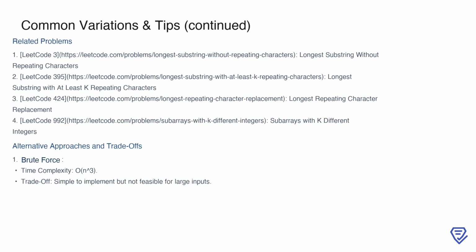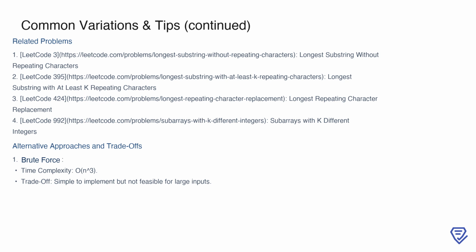If you're looking for related problems that reinforce the concepts used here, several LeetCode challenges are worth exploring. For instance, Problem 3 focuses on finding the longest substring without repeating characters, while Problem 395 examines substrings where characters repeat at least k times. Problem 424 deals with replacing characters in a substring to maximize repetitions, and Problem 992 involves identifying subarrays with exactly k distinct integers. These problems share techniques like sliding windows and bitmasking, making them excellent practice.